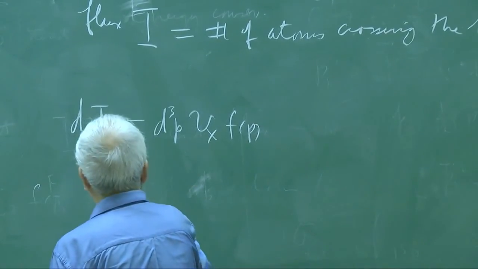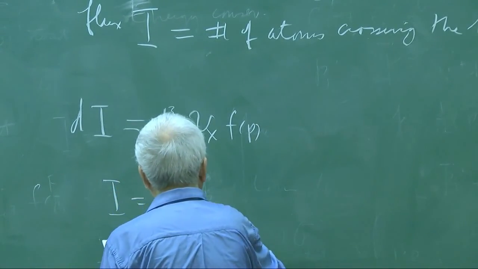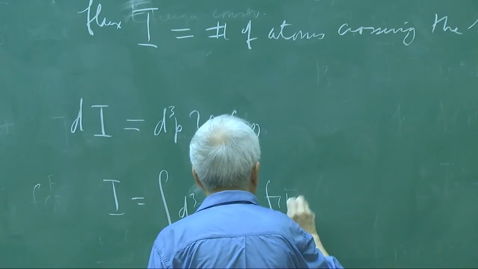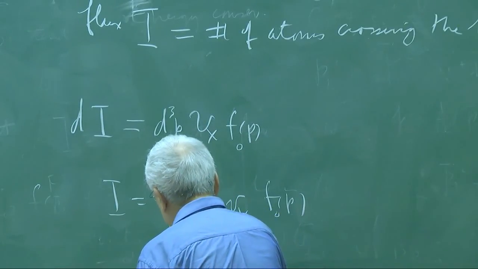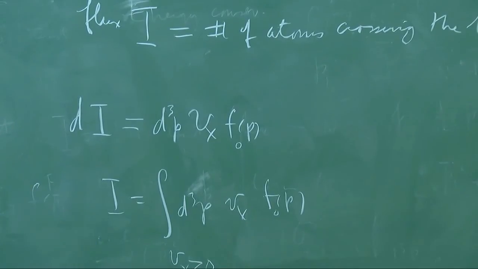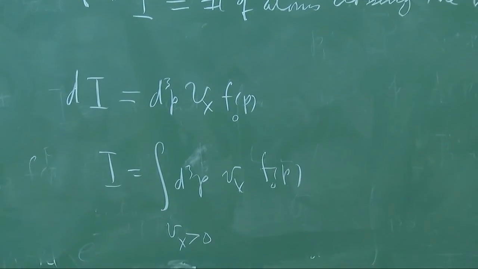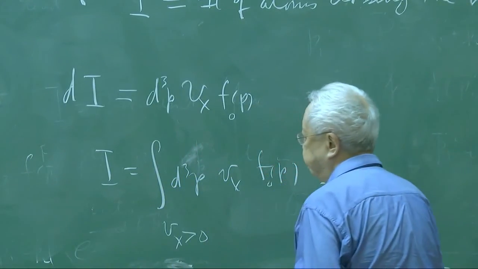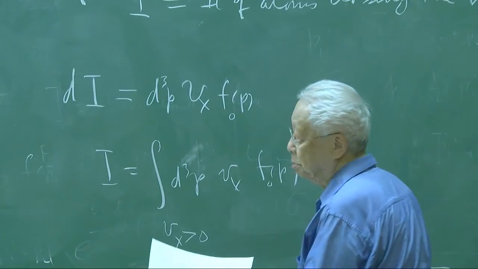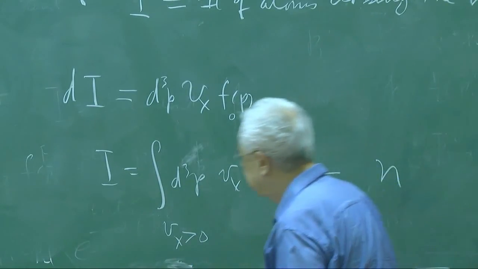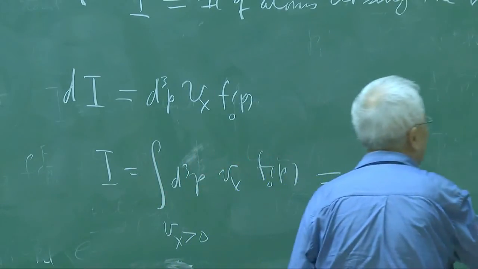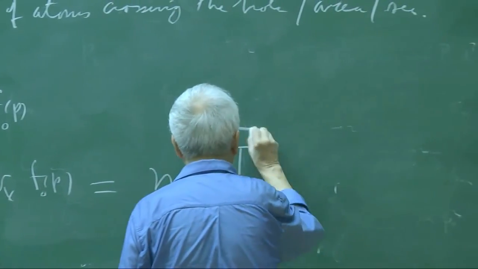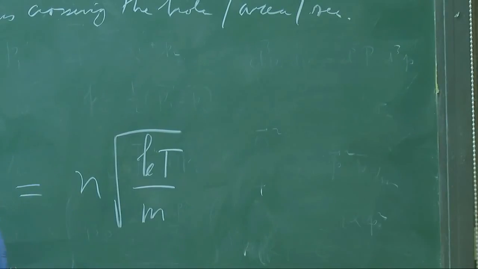And so J is the integral of this: d3p, Vx, f0 of p, where f0 is Maxwell-Boltzmann. And of course, you have to integrate over Vx greater than 0. Now, this integral, by now, you know how to do this integral. This is a Gaussian. This is linear. So you can do this. I'll give you the answer. The answer is n, the density, times the square root of kT over m. This is the rate of the flux of effusion.